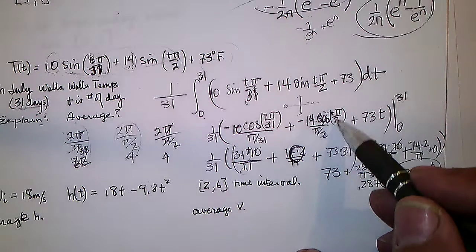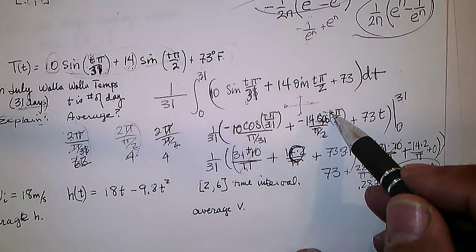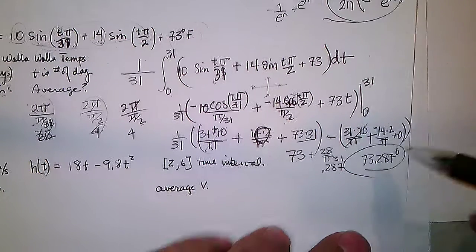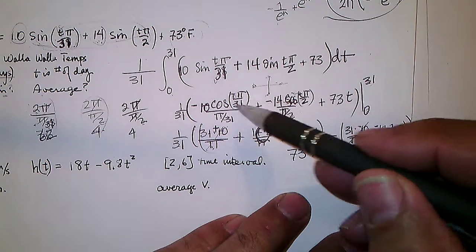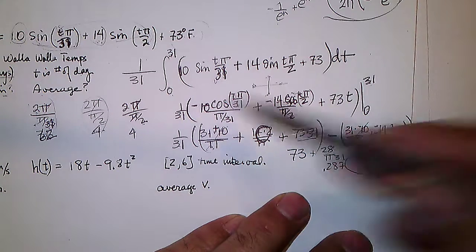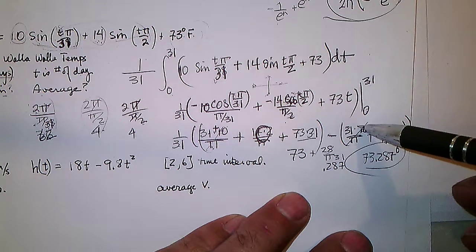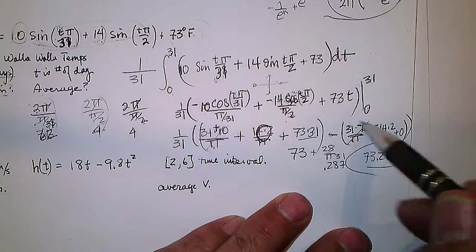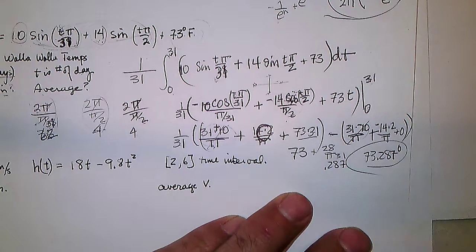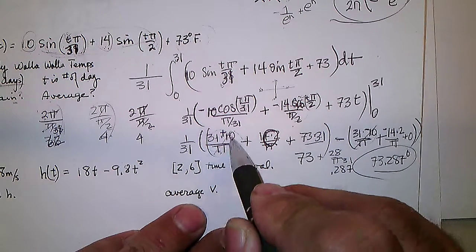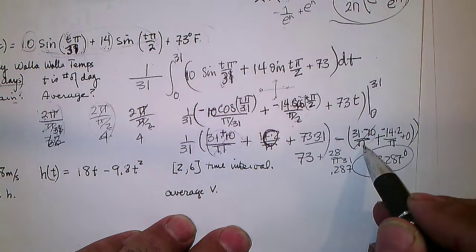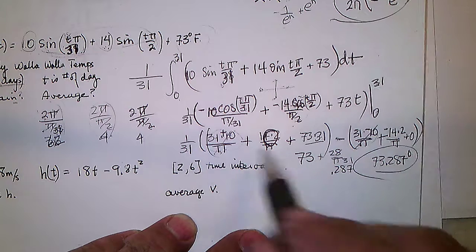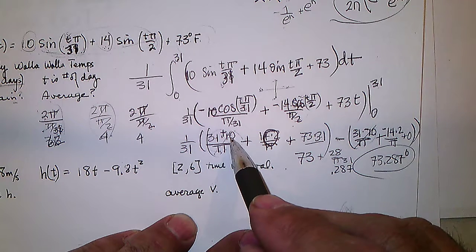We put 31 over here, we get pi over 2 where cosine is 0, so this is gone. Put 31 in here, we get that. Put 0 into here. Cosine of 0 is 1, so we get negative 10. So negative is plus. And this is plus. That's what's wrong. 310 over pi plus 310 over pi. So that's 620.